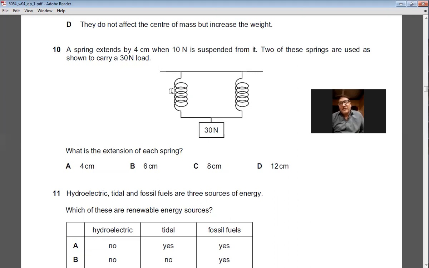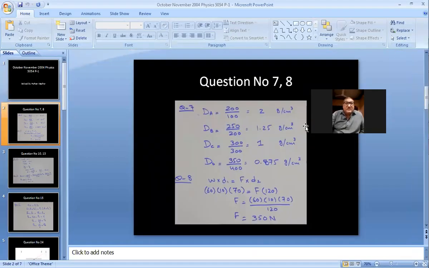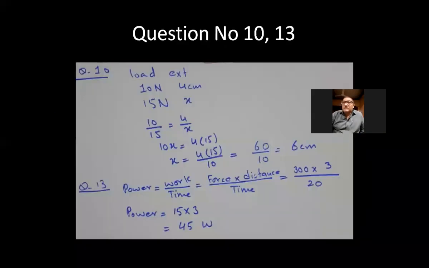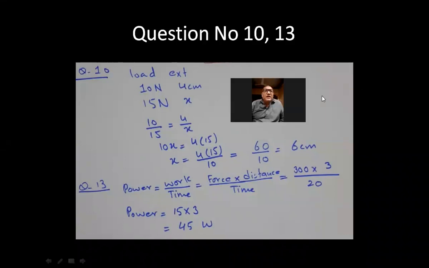So let me find out that if a 15 Newton load is hung with the spring, how much should be the extension? We can use Hooke's law. According to Hooke's law, load and extension, I'm using the method of proportionality. If when 10 Newton load is hung, 4 centimeter is the extension. My question is, if I have 15 Newton load, how much will be the extension? So 10 divided by 15 equals 4 by x. Cross multiply: 10x equals 4 into 15. x will be equal to 4 into 15 divided by 10. 4 into 15 is 60. 60 divided by 10 is 6 centimeter. So the extension produced in each spring will be 6 centimeter because both of them are parallel.